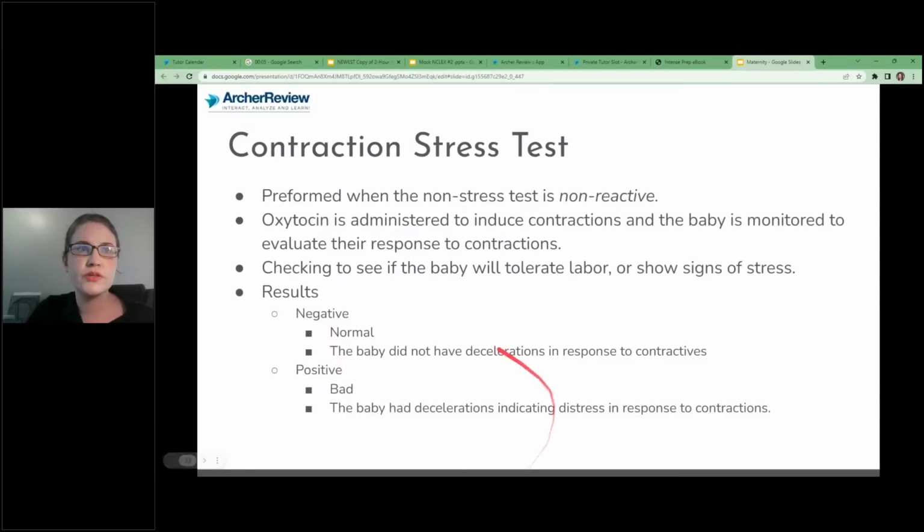So the results are negative when they're normal, because what we're looking for is decelerations. Does the baby have decelerations with a contraction stress test? So if they don't have decelerations, it's negative. That's good. It means that the baby tolerated the contractions. If they get a positive contraction stress test, not good. That's bad. That means the baby had decelerations. That tells us that the baby was in distress. Probably we shouldn't deliver this baby vaginally. We might want to consider a different mode of delivery.